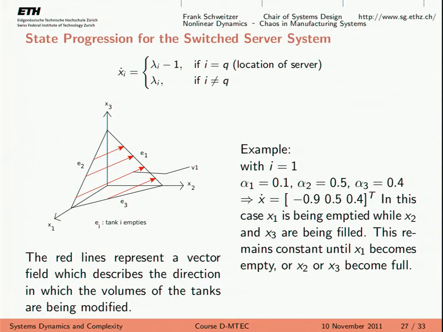And this slope is in fact given by the rates at which the individual buffers get filled. If buffer 3 gets filled much faster than buffer 2, then we wouldn't end up here, we would end up maybe here, where buffer 3 is much fuller than buffer 2. But in this case, buffer 2 gets filled much faster than buffer 3. Well, not much faster, but slightly faster. That's why we end up here.